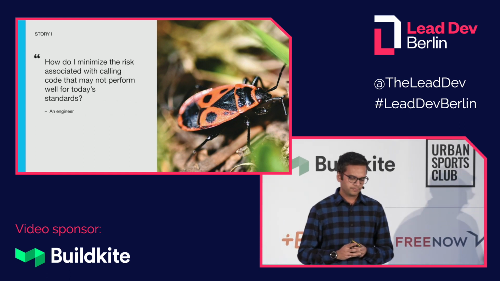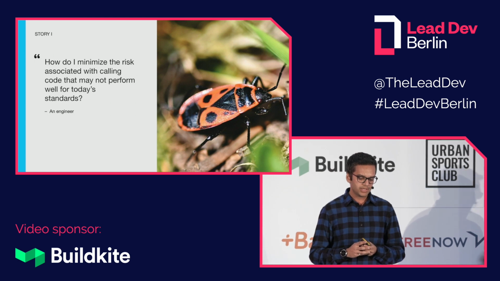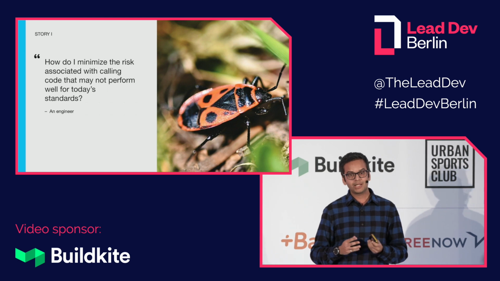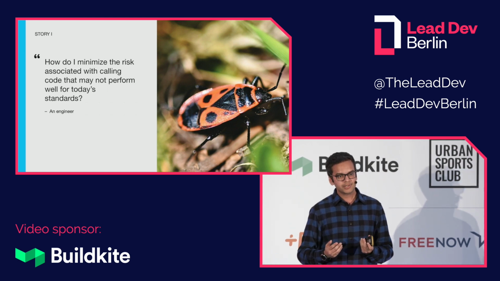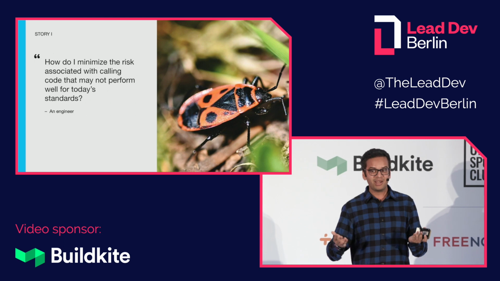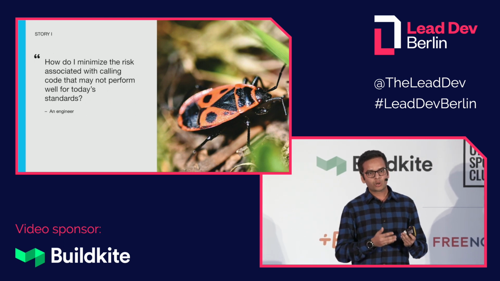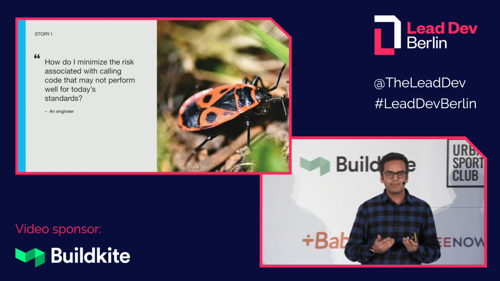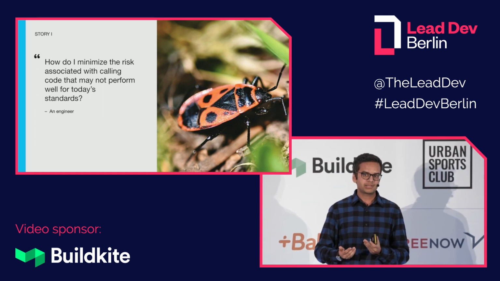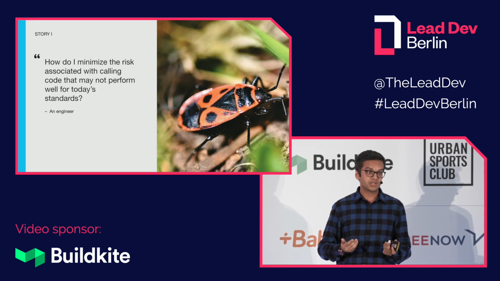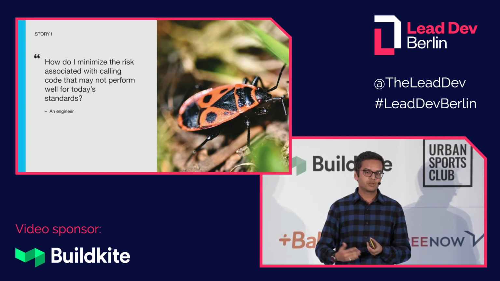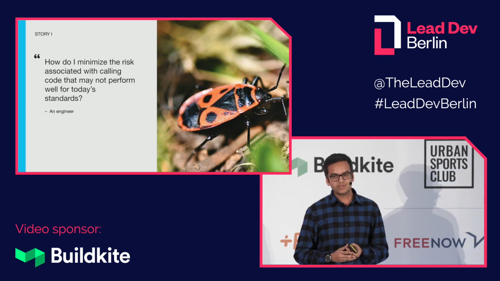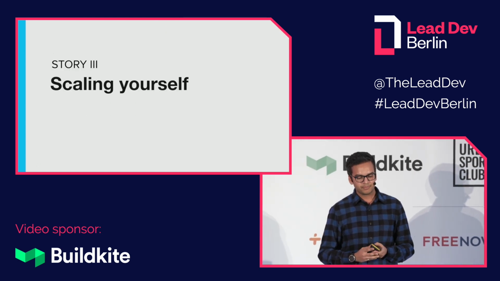Here's another problem. How do I minimize the risk associated with calling code that may not perform well by today's standards? Software products are apparently eating the world, but they are also growing slower as they eat the world, because sometimes they may not scale well by today's standards. Code that was written 5 years ago may not be performant given today's volume. So how do we go about tackling this sort of challenge and minimizing risk?